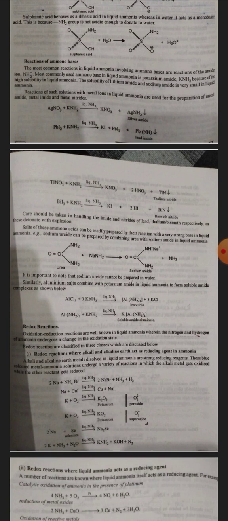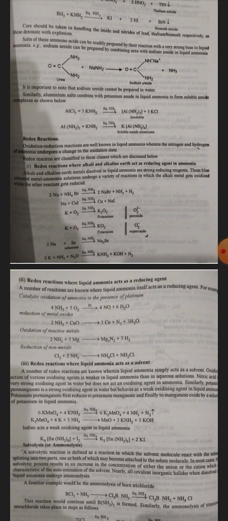Reaction of ammono bases. The most common reactions in liquid ammonia involving ammono bases are reactions of the amide ion, NH2-. The most commonly used ammono base in liquid ammonia is potassium amide, KNH2, because of its high solubility in liquid ammonia. The solubility of lithium amide and sodium amide is very small in liquid ammonia. The reactions of such solutions with metal ions in liquid ammonia are used for the preparation of metal amides and metal nitrides.